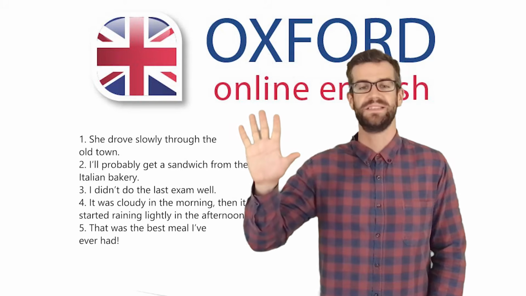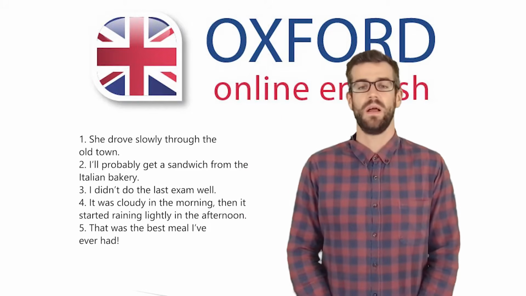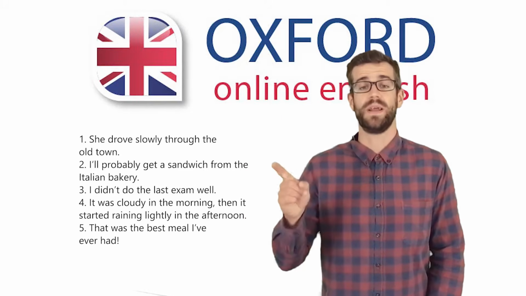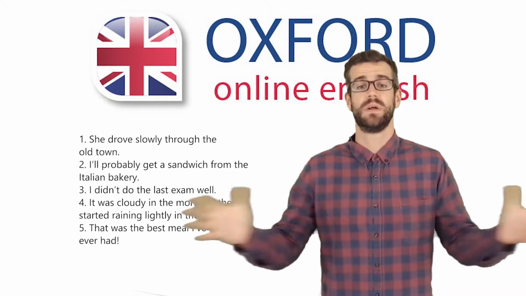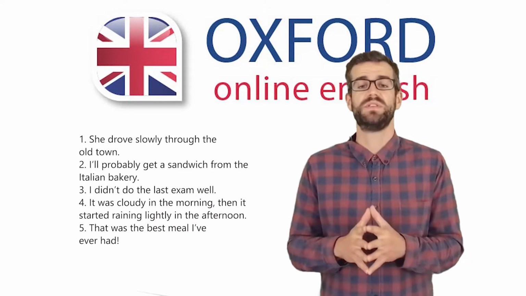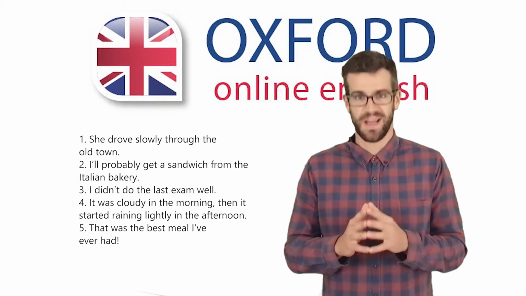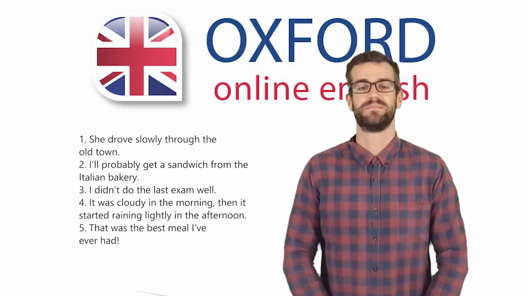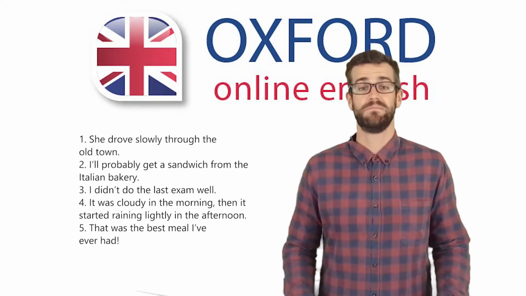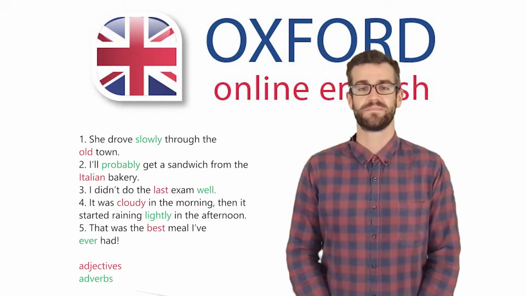Look at 5 sentences. Each sentence contains one adjective and one adverb. Can you find them? Pause the video and find the adjective and the adverb in each sentence. Do it now. Ready? Let's check.